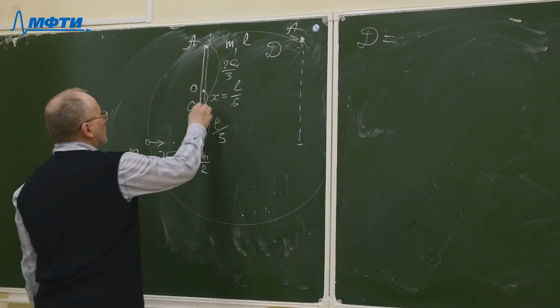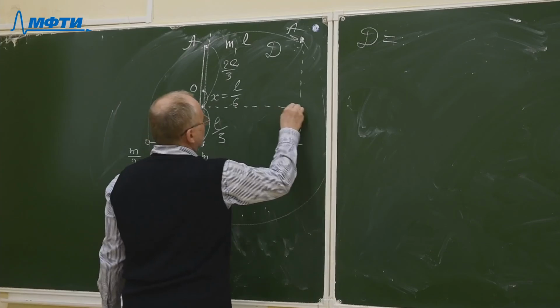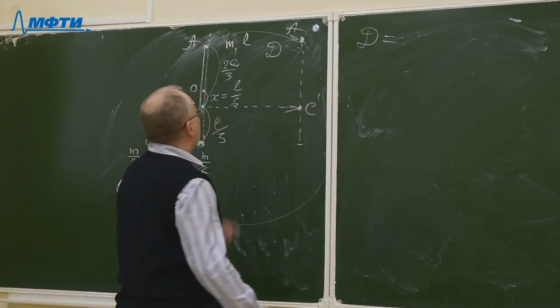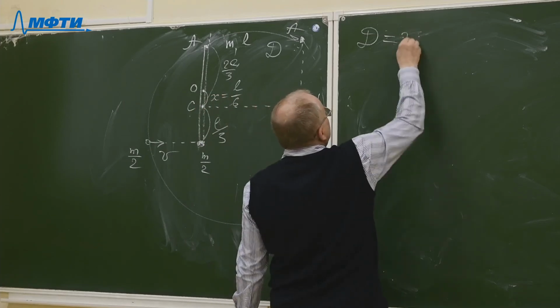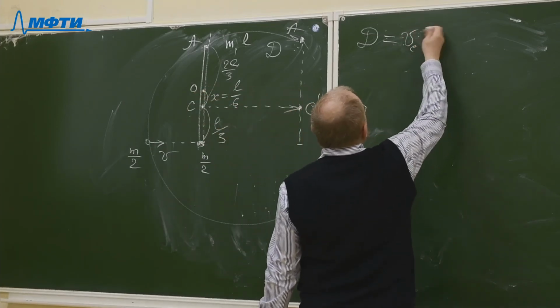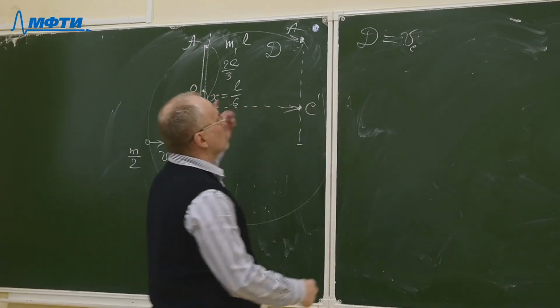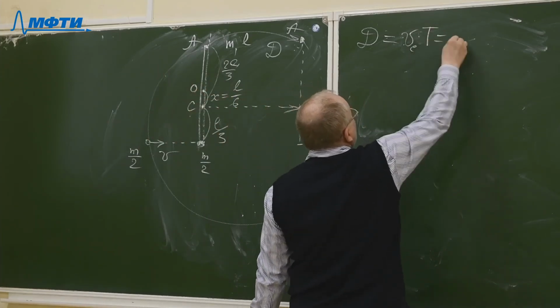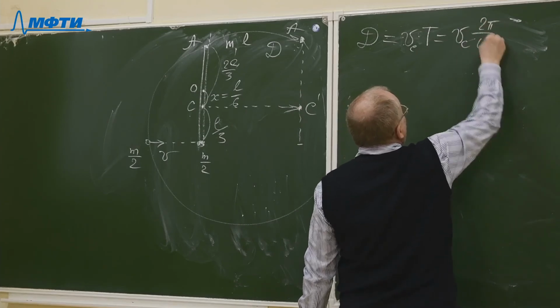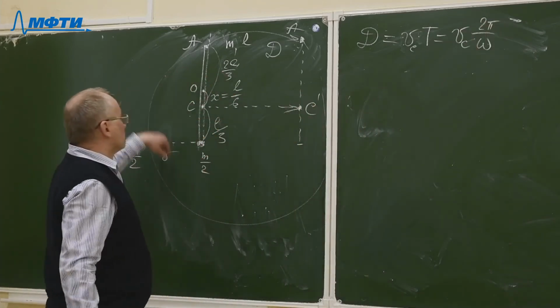First of all, we need to know the velocity of the center of mass, because the center of mass will be displaced here to its new position. We need to know the velocity of the center of mass of the system and the period of rotation, so velocity times period. The period of rotation may be calculated as 2 pi over the angular velocity of the rotation of this system.